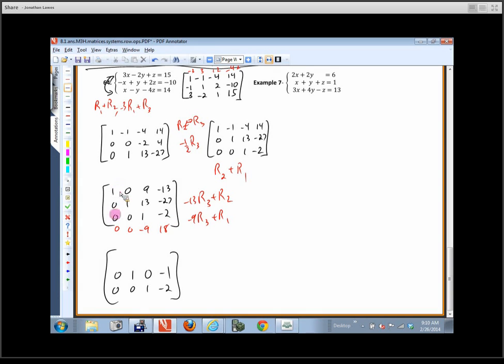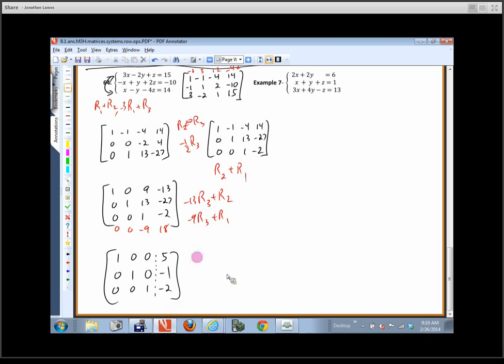So 1 and 0, that makes a 1. 0 and 0. 9 and negative 9 make a 0, and this I end up with a 5. Okay? And again, I said sometimes they have that little dotted line there or a solid line. It separates the x column, the y column, and the z column, the coefficient matrix, from the answer column.